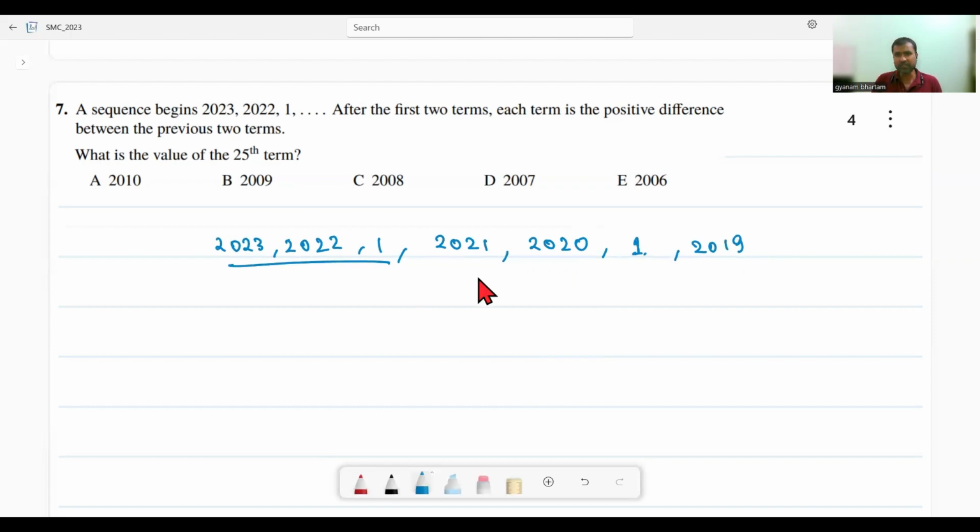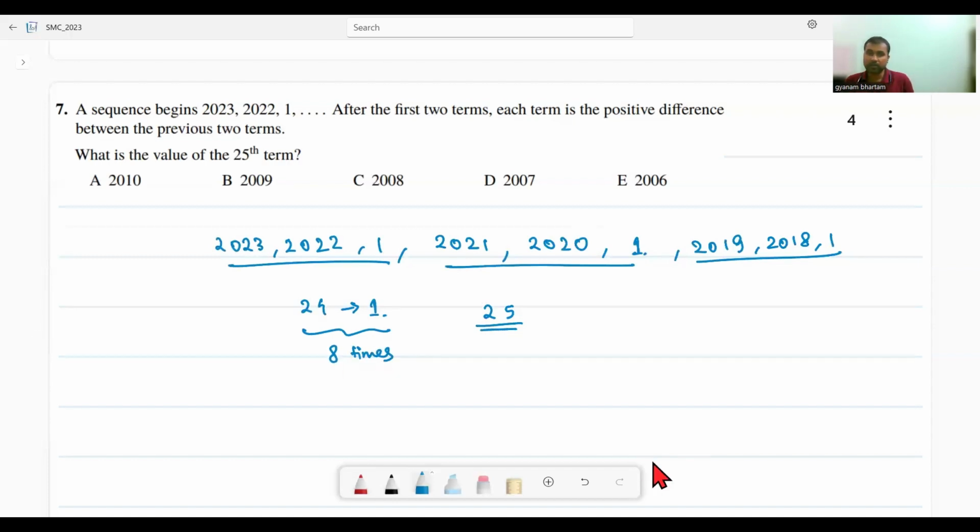Now it's a set of 3: 2018 and 1. So it's a set of 3, and it goes on. So till 24, the 24th one is going to be 1. Okay, and the 25th we have to find. So up to 24, how many times will 1 come? 8 times. 8 times.